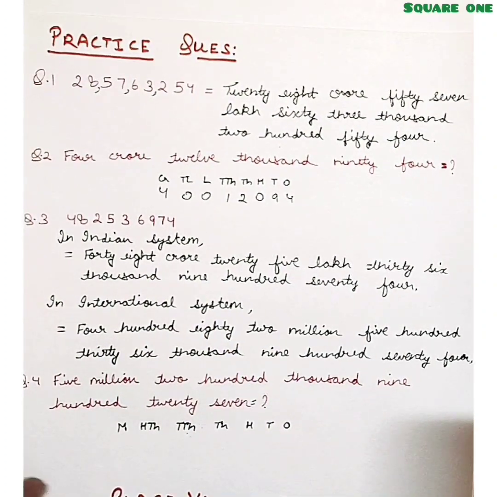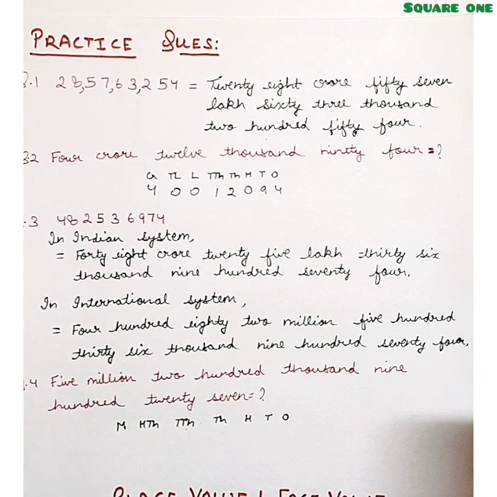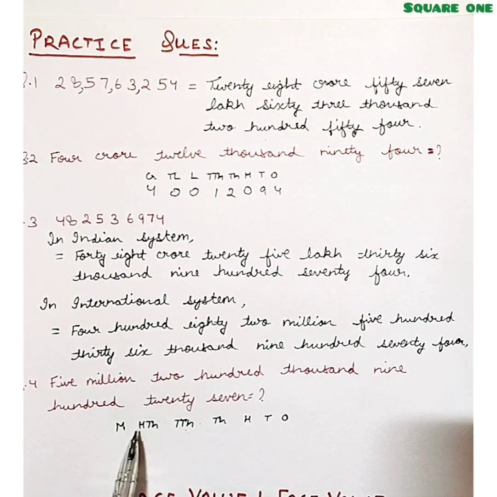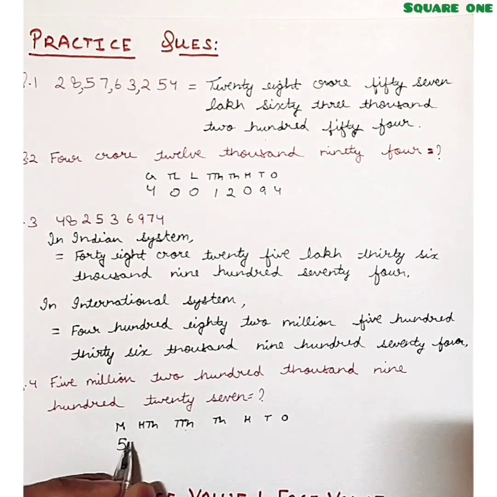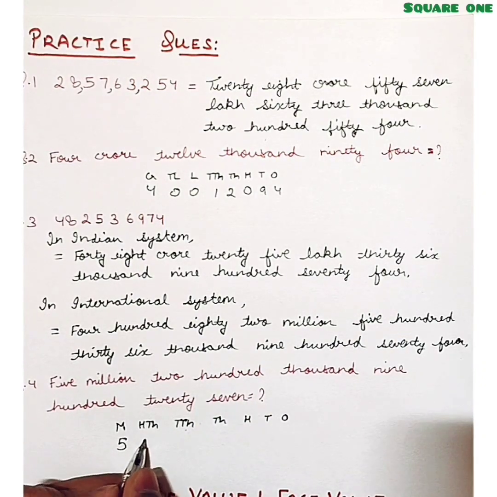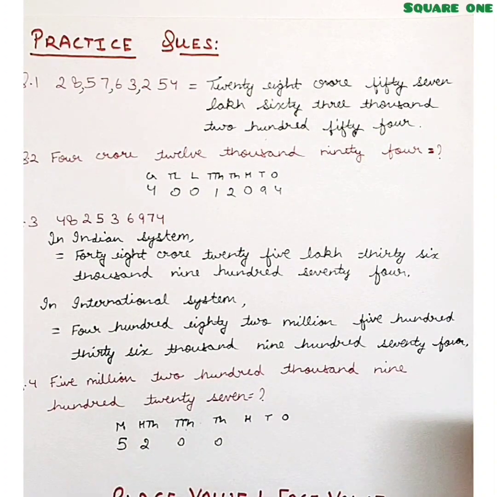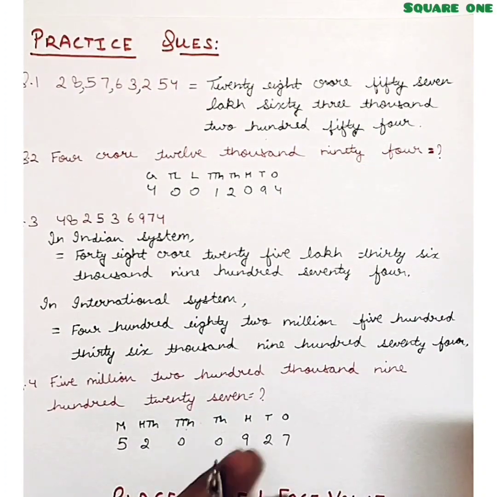In the next question, again I gave you this numeration and I said to write it in digits, okay. What you see is that the biggest value is millions, so I have written the place names up to millions: ones, tens, hundreds, thousands, 10,000, 100,000 and millions. Now I write 5 in place of millions, then 200,000. So it becomes 200 in the places of thousands, and 927. So I combinedly write 927 in hundreds, tens and ones. So this is our number.